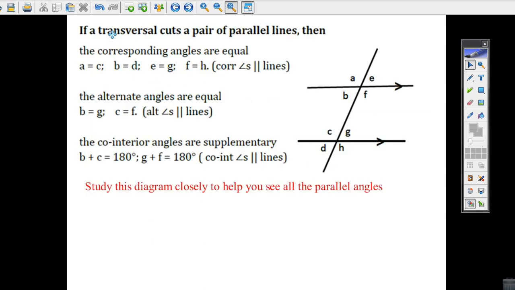Maybe that trick will help you remember corresponding, co-interior and alternate. Let's look at one other thing. I'd like you to do this exercise. If somebody said, what are the corresponding angles in here? You'd go, oh, A is in the same place as C, so A and C. B is in the same place as D, so B and D, and so on. You should be able to find the corresponding angles, the alternate angles, and the co-interior angles. You should practice that a bit because it'll help you to solve problems in geometry later on.